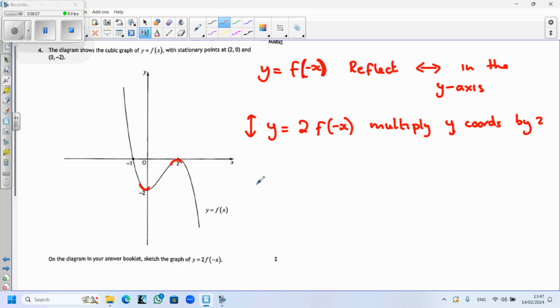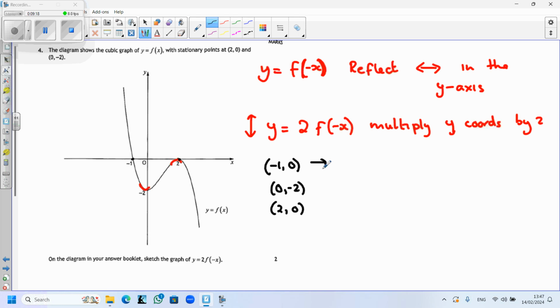Now what we'll do is we'll do the coordinates first. So we'll start with our coordinates that we're given. Make sure you take every single one of them. So that one there is negative 1, 0. Then we come to this one, which is 0, negative 2. And the only other important point on there is 2, 0.